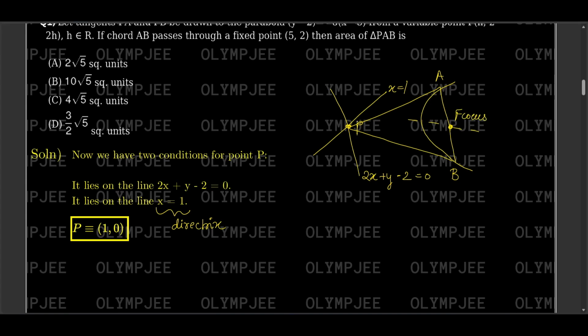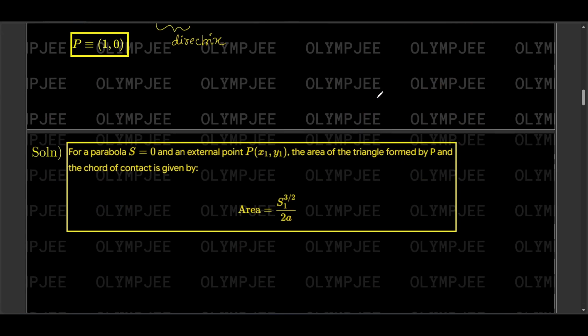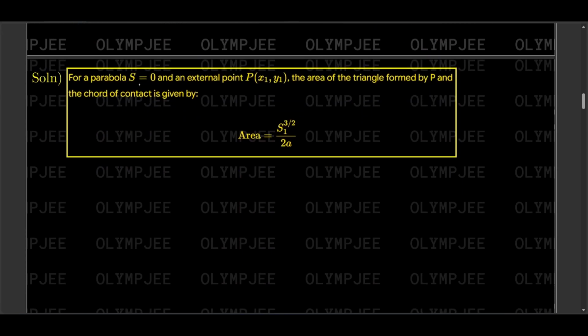So one thing we know is that we have a general formula for finding the area of a triangle. For a parabola whose equation is S equal to 0, we will see what this means if you don't already know this. For a parabola S equal to 0 and an external point P, the area of the triangle formed by P and the chord of contact is given by this. So this is the formula which we will be using, and I will prove this also.